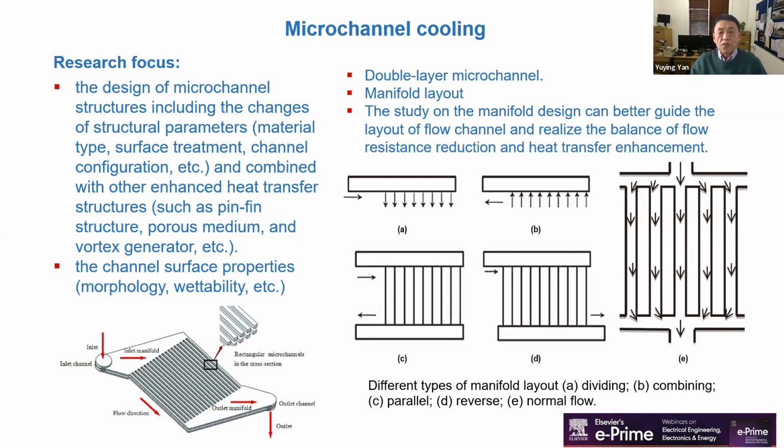Major research focused on microchannel heat sinks, including the structural design, such as the change of structural parameters, and also the improvement of channel structures and properties like mobility and wettability. Also included are designs like the double layer microchannel and manifold layout. The design of the manifold is very important, and it can better guide the layout of the flow channel and realize the balance of flow resistance reduction and heat transfer enhancement.